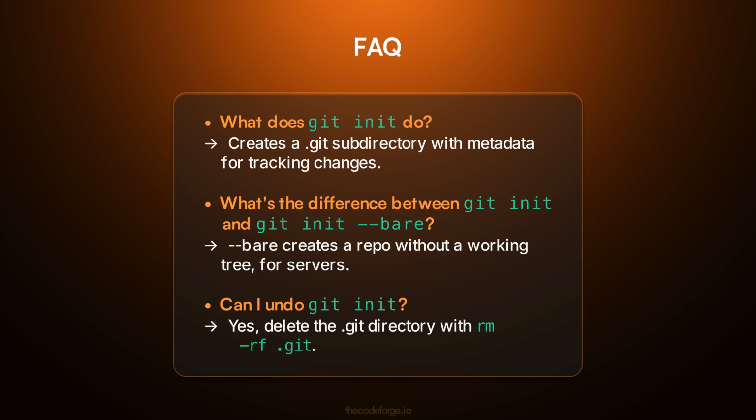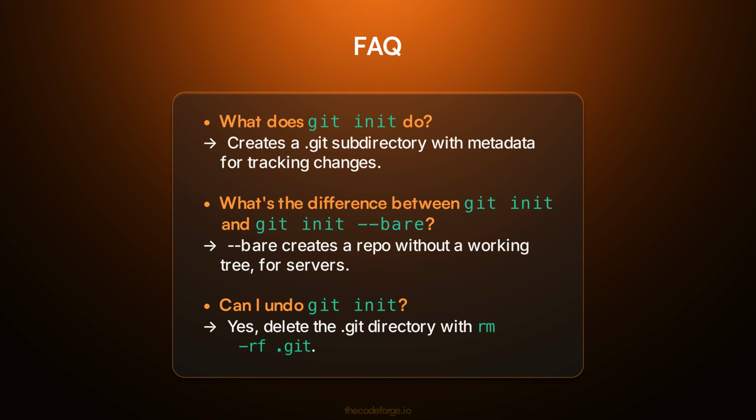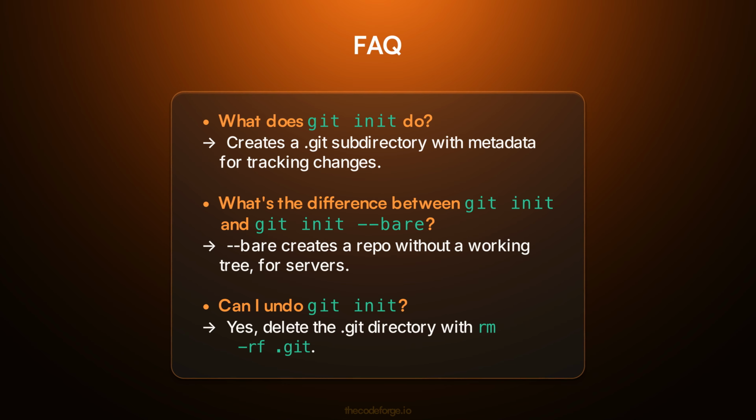And a few frequently asked questions. What does git init do? Creates a .git subdirectory with metadata for tracking changes. What's the difference between git init and git init --bare? Bare creates a repo without a working tree for servers. Can I undo git init? Yes, delete the .git directory with rm -rf .git.